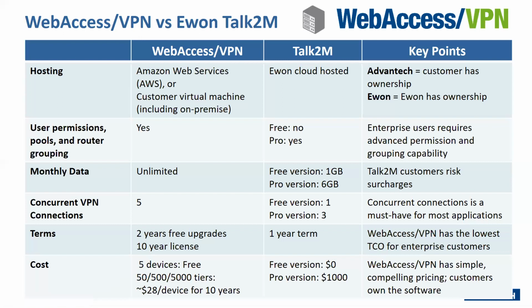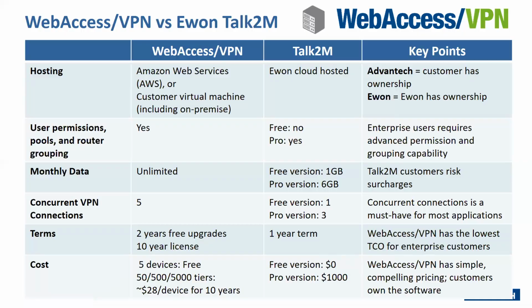The cost for us is again, 5 devices are free. You can test it with 5 devices. You can then pay in 5, 50, or 5,000 device tiers. You're basically paying $28 per device for 10 years. That's crazy, crazy inexpensive. So the point here is this is very simple and compelling pricing, all right?